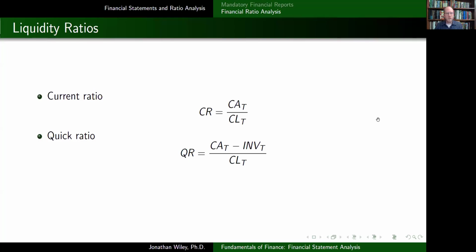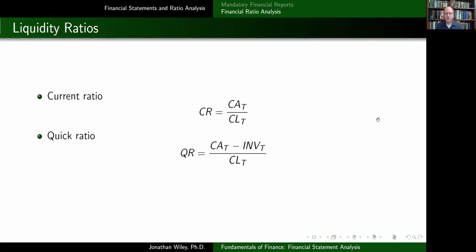And so in this video, I'm going to talk a little bit about liquidity ratios. So the two liquidity ratios that I'm going to focus on today are the current ratio and the quick ratio. So for the current ratio, we take current assets and we divide it by current liabilities.